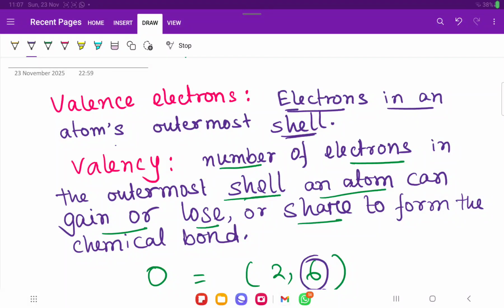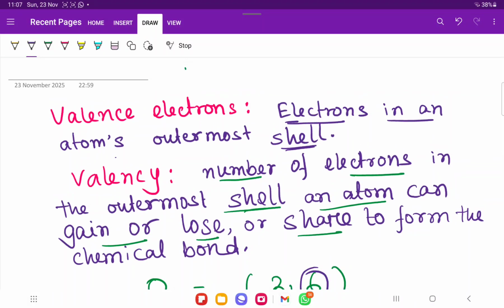Guys, so today we'll learn the difference between valence electron and valency. So what is the definition of valence electron? This is basically the electrons in an atom's outermost shell. The number of electrons of an element in their outermost shell is the valence electron.